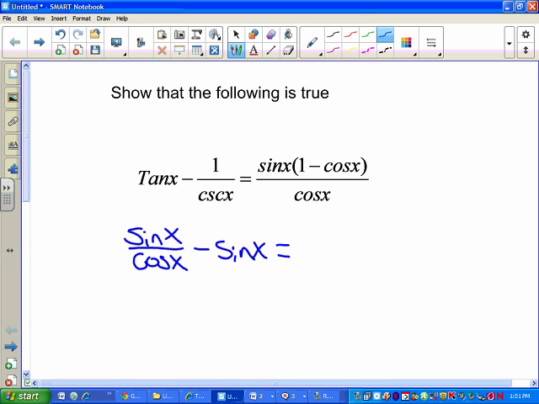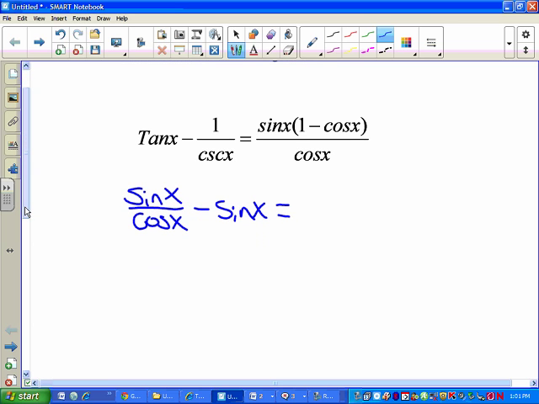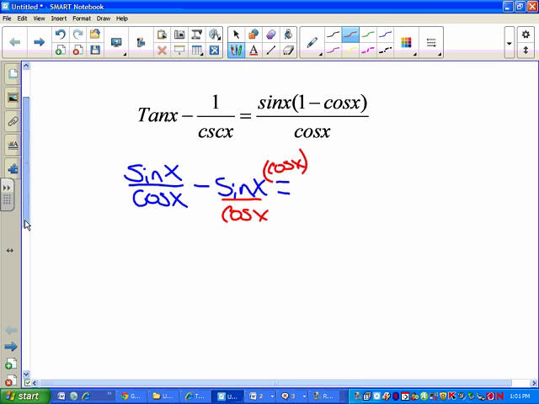Equals, so watch, let's leave that one sitting. What we're going to do is we're going to see if we can make this side that we're working with, the left side, actually look like the right side. Well, if I need to subtract fractions, I need to get a common denominator. Obviously, that would be cosine x. If I put it in the bottom, I've got to put it in the top.